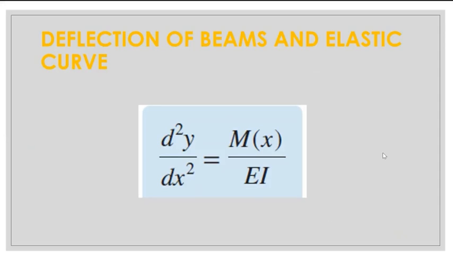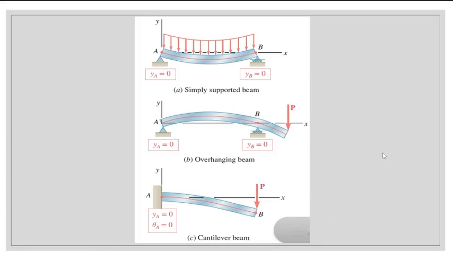And if we are double integrating these equations, we would have two constants. In order to eliminate those two constants, we have certain conditions for certain beams. This condition is as visible in the figure. At some points y is 0, at some points dy by dx is 0, and this is different for differently supported beams. It can be simply supported or overhanging or cantilever.